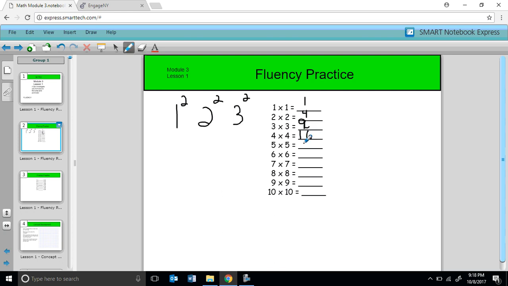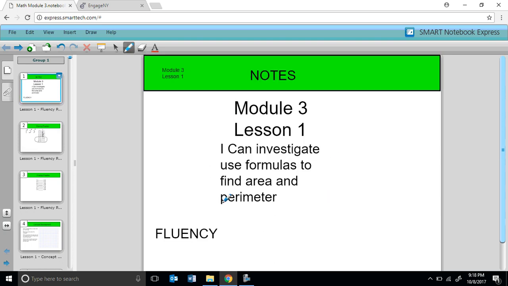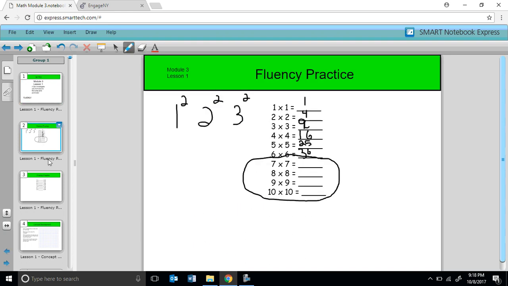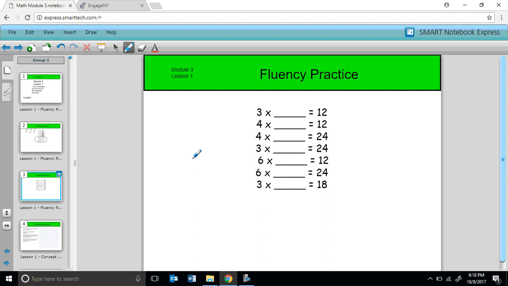16, 25, 36. Let's see if you guys can figure these out. I know you got that last one, but let's go ahead and see if you can figure these out and write these in the fluency section of your math notebook. You can hit pause and play as needed during this lesson.